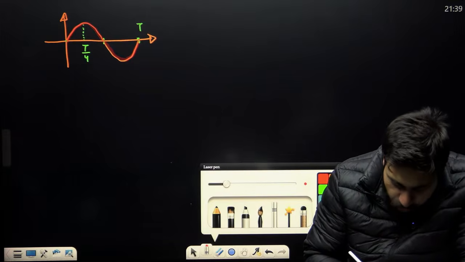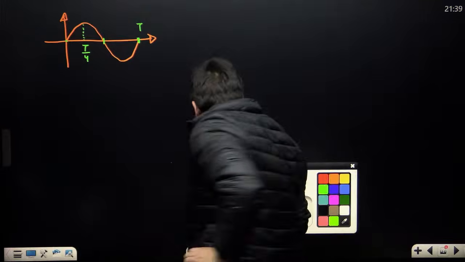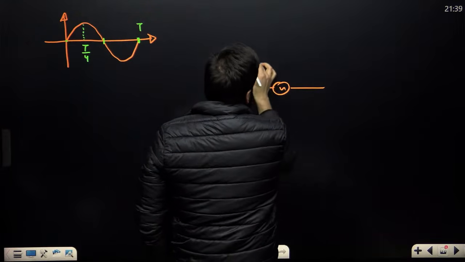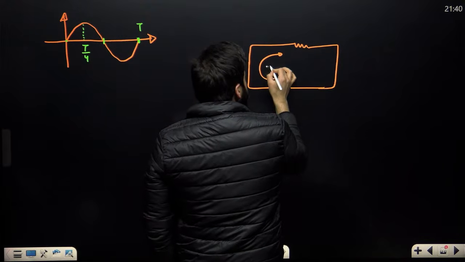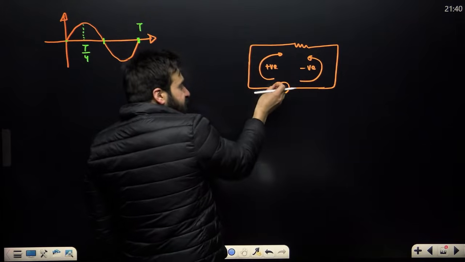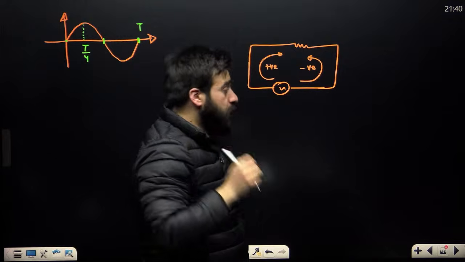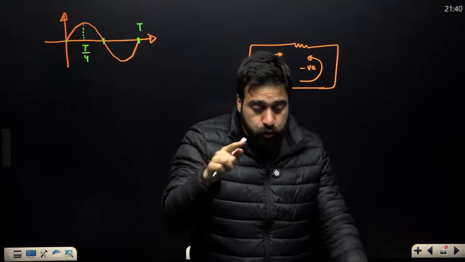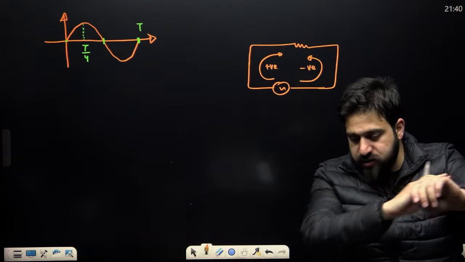Because when you say alternating current, my dear NEET aspirants, you show it like this. This will be the positive. This will be negative. So basically, when the positive cycle becomes maximum, then minimum, it means half the cycle. When the negative cycle becomes maximum, then minimum, it means another half. So total is one complete cycle.